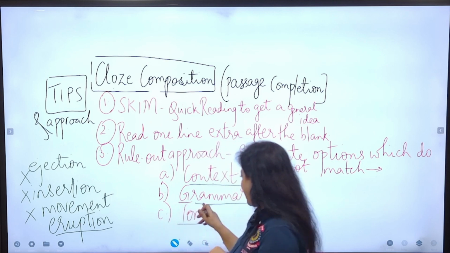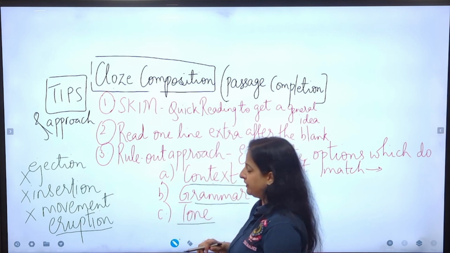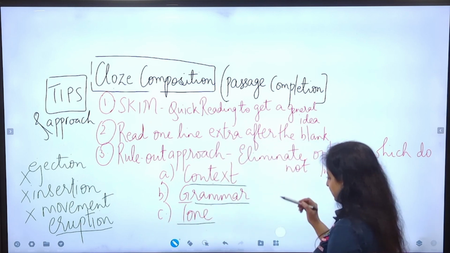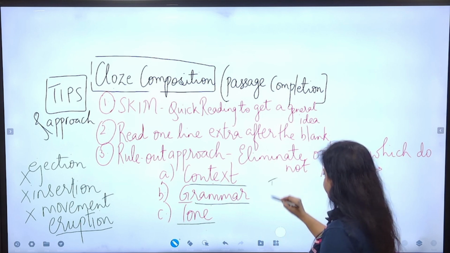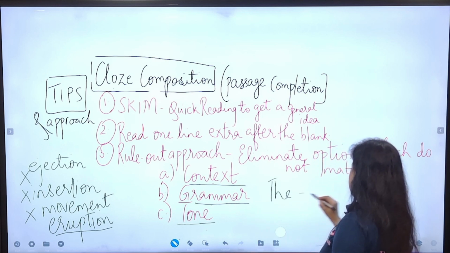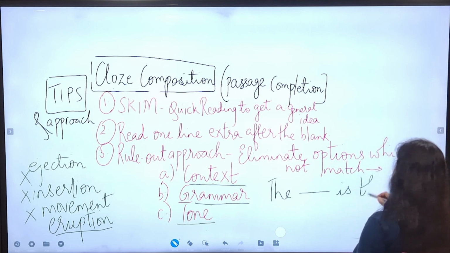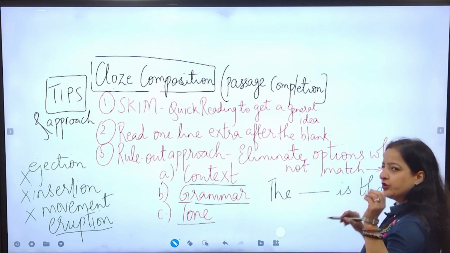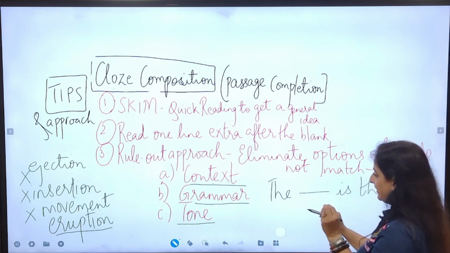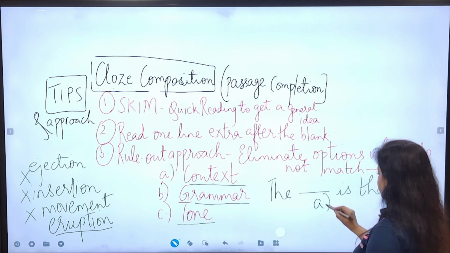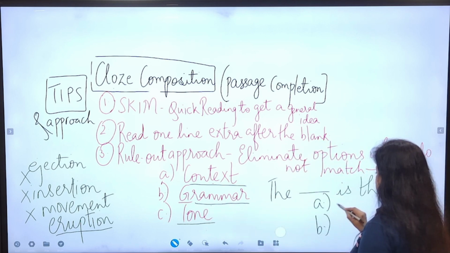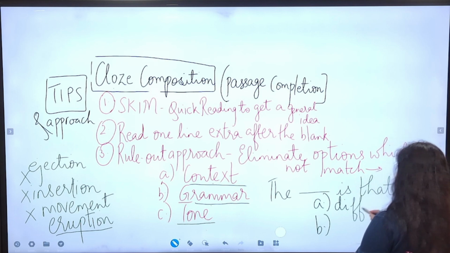Now, as far as grammar goes, I think I can give you an example. Let's say, here goes the example. In short, I'm giving you. The dash is that. I give you only 2 options over here, not 4. I'm only trying to explain my point here. The dash is that. And the options are difficult. Next option is difficulty.